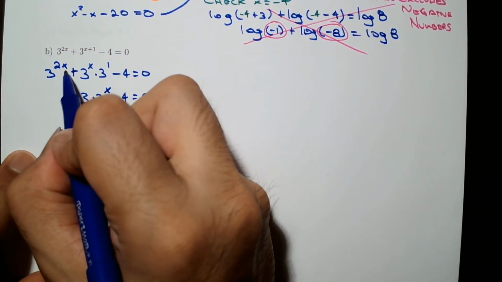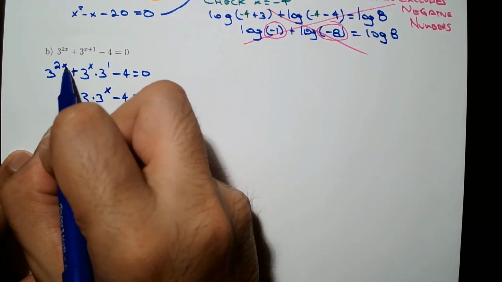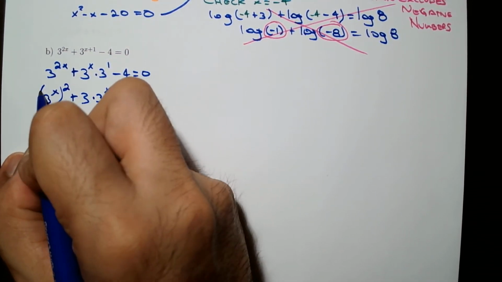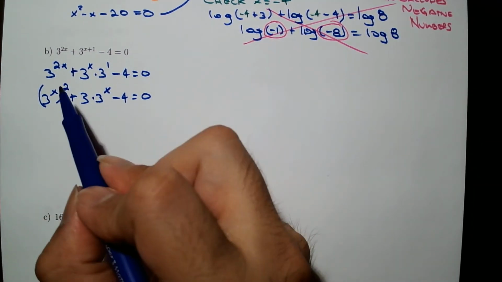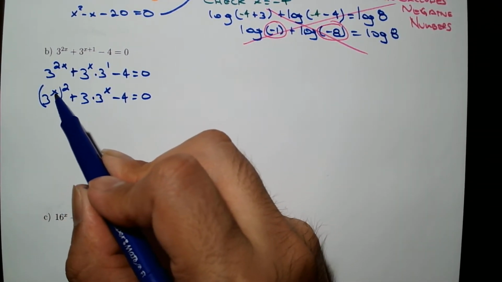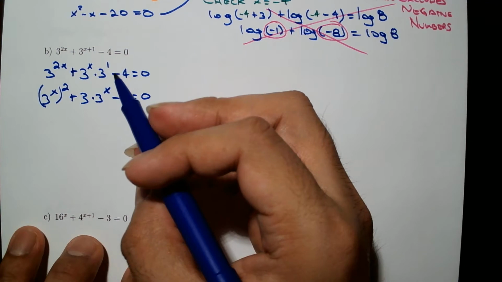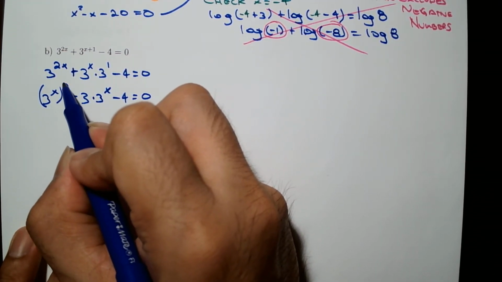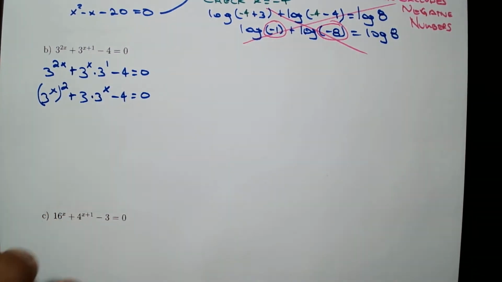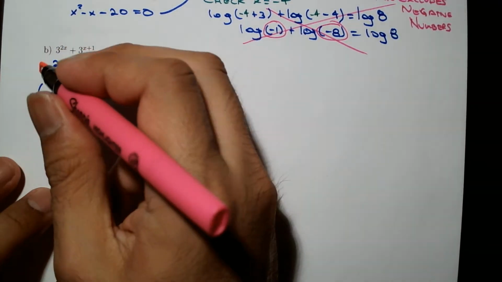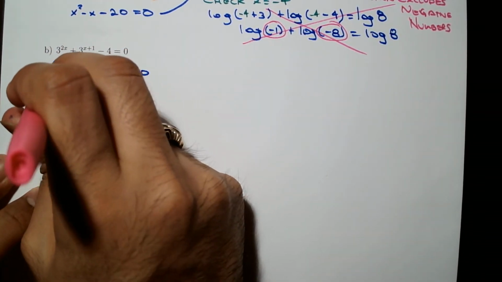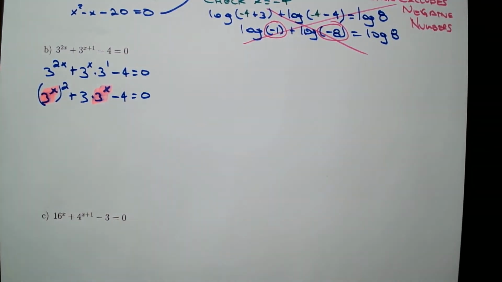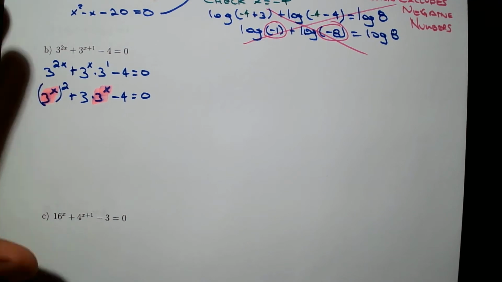Now, this is the part in which I will send this 2 outside of the parentheses. The reason why I chose to send this number 2 outside of the parentheses is because if we highlight this, this will work as the u substitution that I was talking about a few seconds ago.